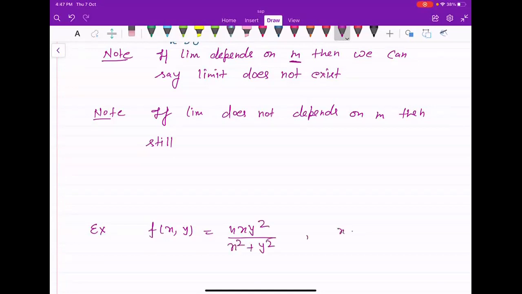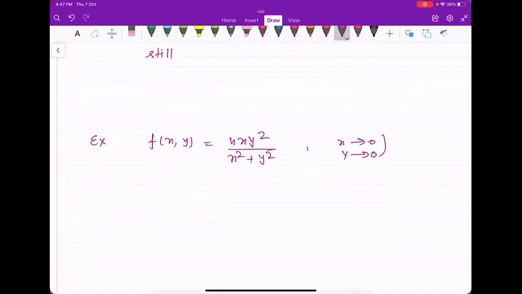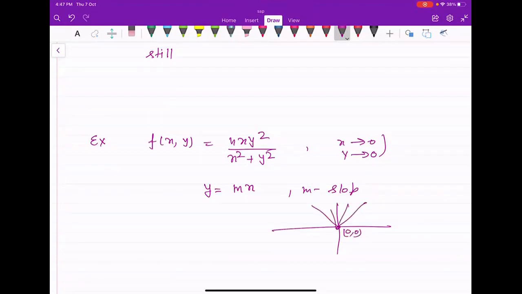And here we are taking x tending to 0 and y tending to 0. So this is a function of two variables, no? 4 x y squared upon x squared plus y squared. And you have to check the limit as x, y tends to 0. Then what will you do? You will just take y equal to m x. This is one path. So m is the slope. So any line that is passing through 0, 0, you can take.